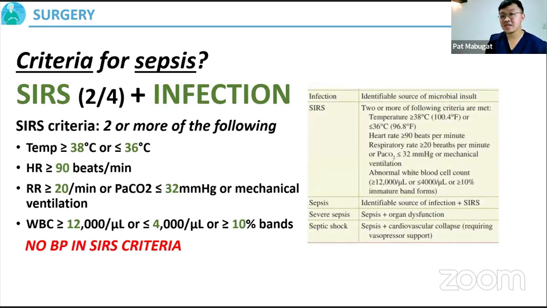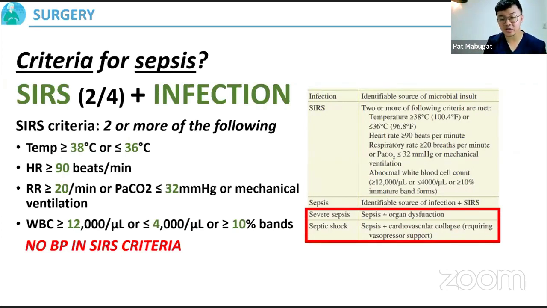So actually, description of your infection, sepsis, SIRS is actually a spectrum, right? So we've already discussed infection, SIRS, and sepsis. Let's discuss severe sepsis and septic shock. Severe sepsis is when you have sepsis plus organ dysfunction. It may either be AKI, renal, it may either be neurologic, it may either be pulmonary. So that's severe sepsis. Septic shock, however, is different from severe sepsis because there is already cardiovascular collapse as presented by hypotension. Septic shock, hypotension.